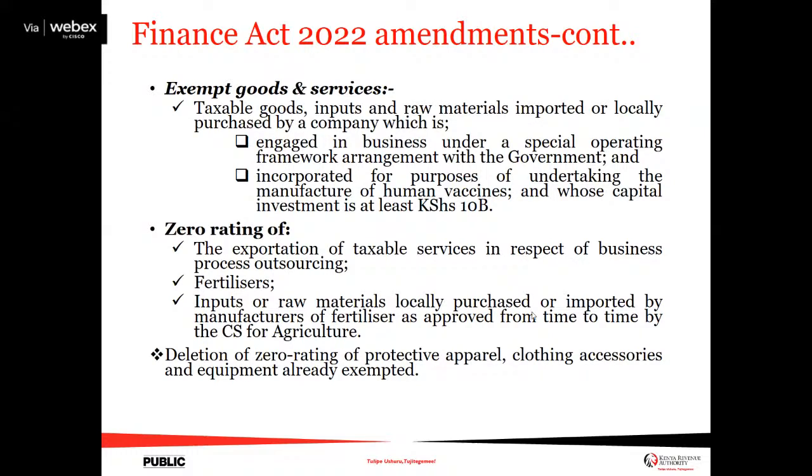Under zero rating, some of the issues that we have are the exploitation of taxable services in respect to business process outsourcing, fertilizers, inputs of raw materials that are locally purchased or imported by manufacturers of fertilizers as approved from time to time by the CS of Agriculture, and the deletion of zero rating of protective apparel, clothing accessories, and equipment because they are already under the exempt schedule.